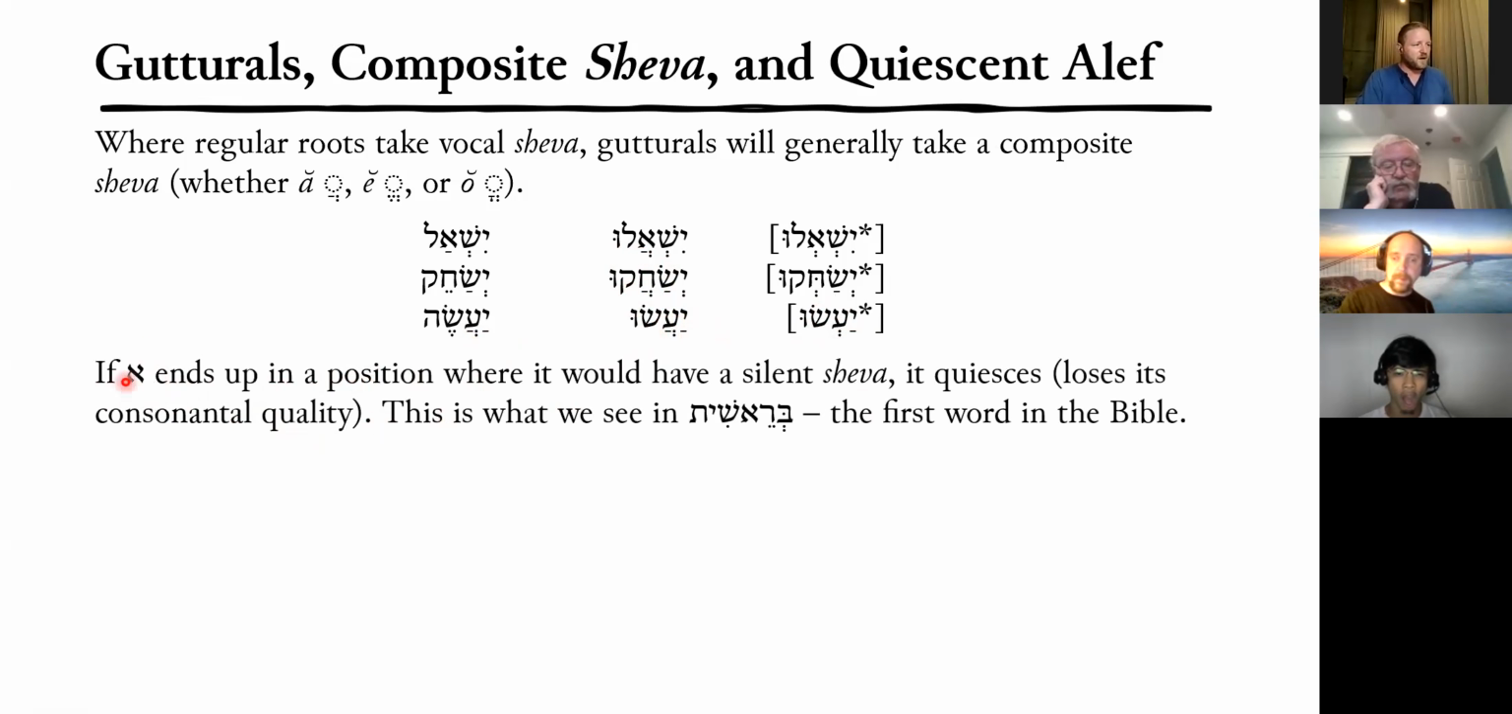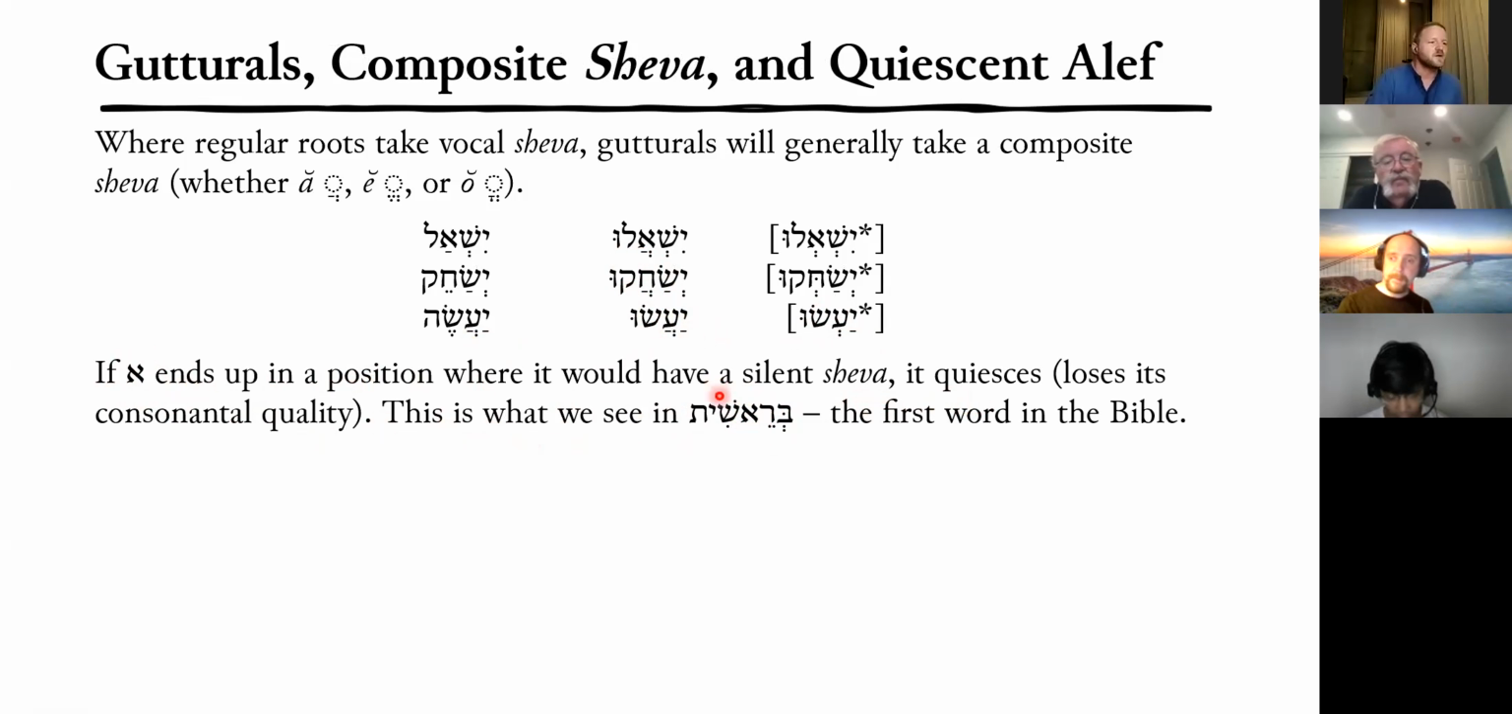If aleph ends up in a position where it would have a silent shva, it quiesces. Quiesces means it loses its consonant quality. It becomes silent. Silent aleph. People say that aleph is silent all the time, but this is really silent aleph. It's like it's not even there. So this is what we see in Bereshit. Bereshit, that aleph has no value.